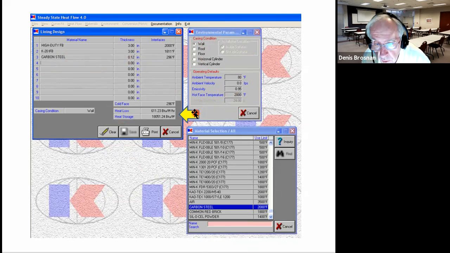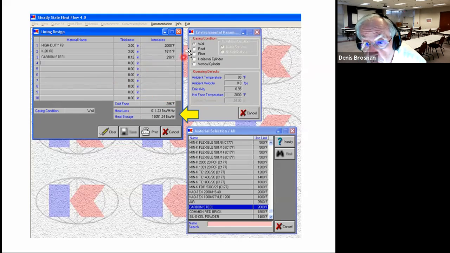And in particular interest, it's going to give you the cold face temperature. It's going to give you the heat loss in BTUs per square foot per hour. If you're choosing inch-pound dimensions, it's going to choose the heat storage in BTUs per square foot in steady state heat flow conditions. So it's assuming the furnace is held at 2,000 degrees Fahrenheit. I believe that's what I used as I set up the program.